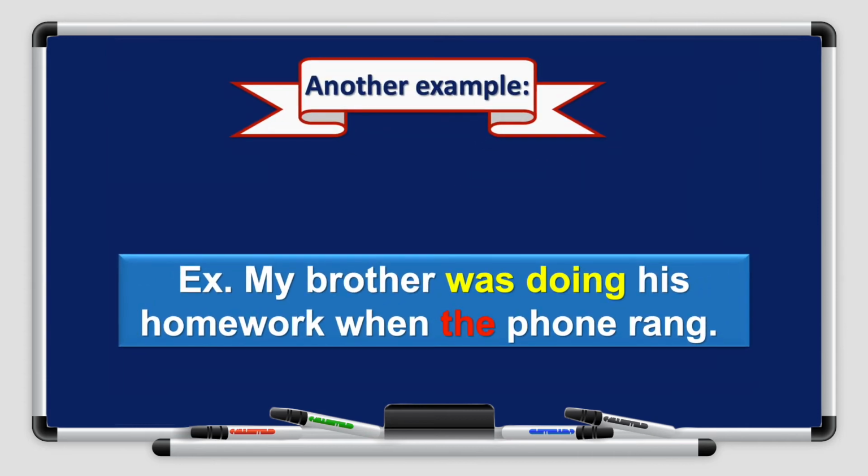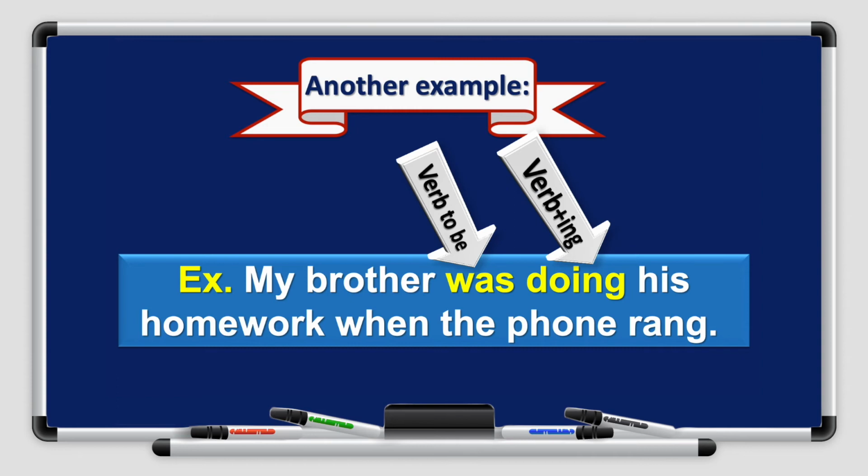Let's look at another example. My brother was doing his homework when the phone rang. Do you see the two actions here? What is the longer action here? My brother was doing his homework, that's the longer action. What about the short action? The phone rang. And do you notice any keywords in the sentence? Yes, we have when, which is a keyword for the past continuous. So my brother was doing, was is our verb to be, doing, verb plus ing.